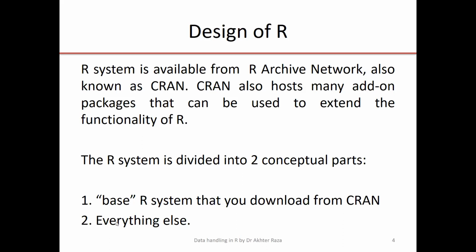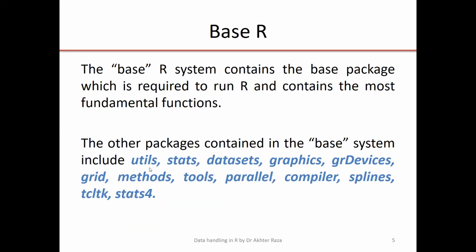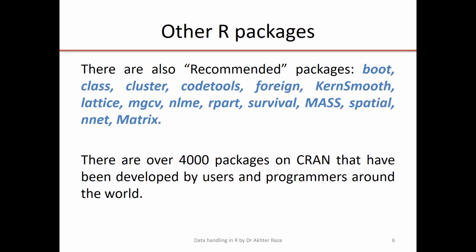So internal libraries and external libraries are the two terms we can use for these two concepts. Internal libraries are these packages: utilities, stats, datasets, graphics, grDevices, grid, methods, tools, parallel, compiler, splines. These are the different packages which are available in base R. We do not have to write any additional function to include these libraries into R.